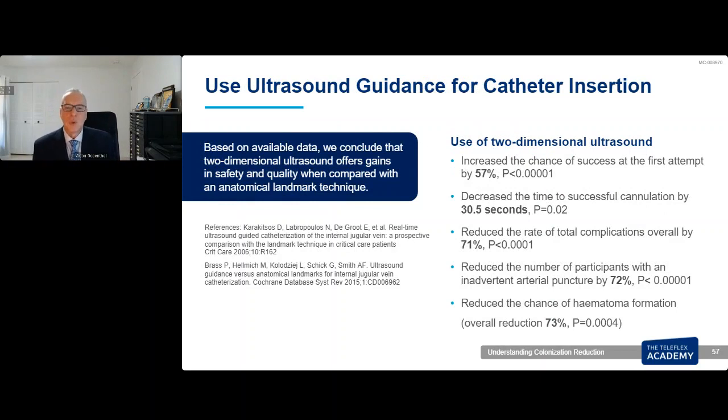When we use two-dimensional ultrasound, we increase the chance of success at the first attempt by 57%. We decrease the time to successful cannulation by 30 seconds. We reduce the rate of total complications by 71%. We reduce the chance of arterial puncture by 72%. We reduce the chance of hematoma by 73%. Based on this, ultrasound offers gains in safety and quality when compared with anatomical landmark.